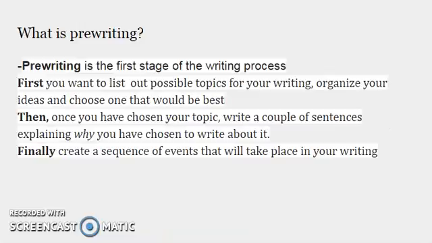What is pre-writing? Pre-writing is the first stage of the writing process. First, you want to list out possible topics for your writing, organize your ideas, and choose one that would be best. Then, once you have chosen your topic, write a couple of sentences explaining why you have chosen to write about it. Finally, create a sequence of events that will take place in your writing. This step will be the base and guide of your writing.